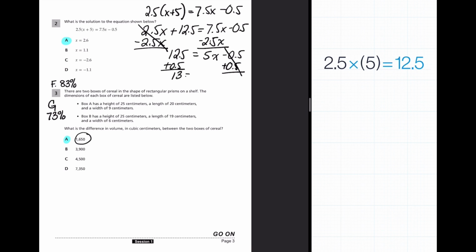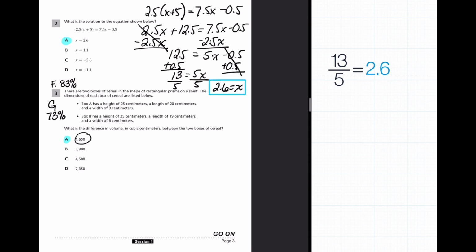So now I have 13 is equal to 5x. And divide both sides by 5 so I can isolate my x. 13 divided by 5 on my calculator is equal to 2.6. I'm going to box this. And you can see why this matches our answer. X is equal to 2 and 6/10. I'll go to the next one.